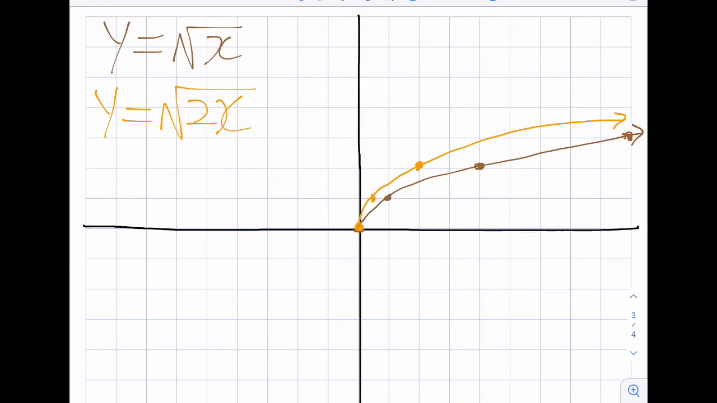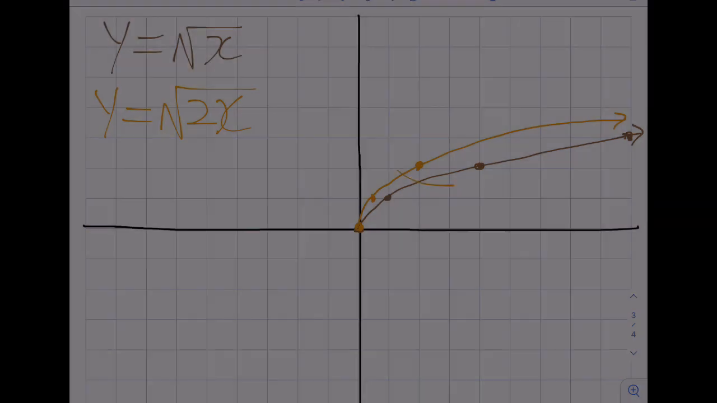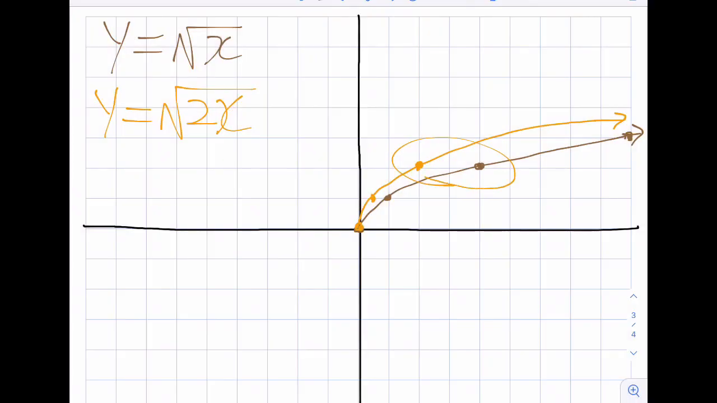But as you guys can see, even though these two points have the same y value, their x value became different. The orange x value is 2, while the brown point has an x value of 4. This shows us that the orange function was horizontally stretched by a factor of 1/2, because this was 4, and if we stretch it horizontally, it became 2.